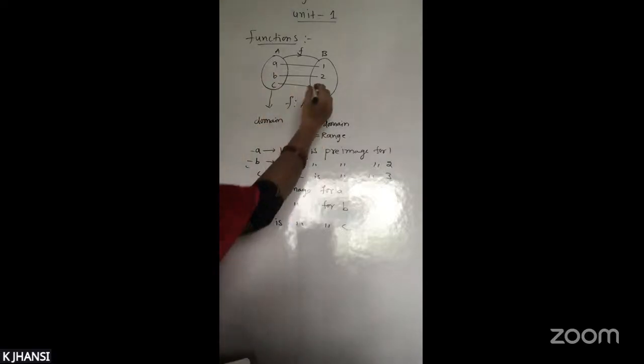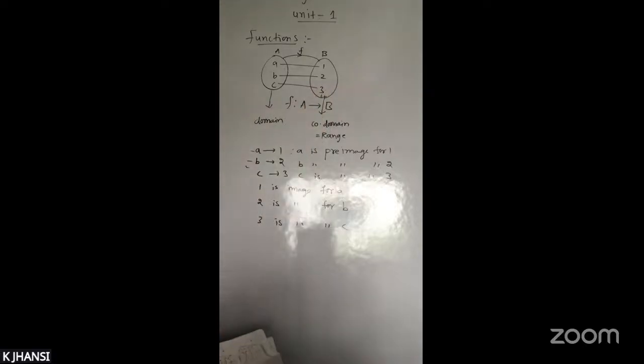If we have one more element here which does not have a pre-image, then we say the codomain is not equal to the range. Then the range will be only 1, 2, 3, but not the element 4. These are some of the terms we have to know for solving problems and also theorems on functions.